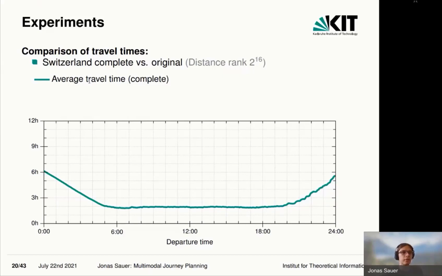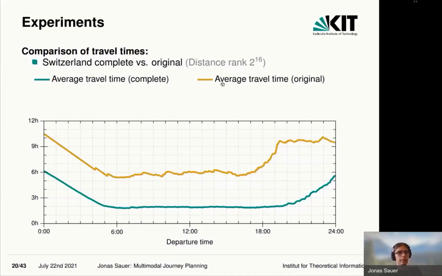Okay, so that's the average travel time if we use the complete network with all the footpaths that are available. It's about 2 hours during the day, and naturally it gets larger during the night when the number of available connections is much lower. And especially if you choose random source and target vertices, you're going to end up with a lot of queries which are basically trying to travel from one rural area to another rural area. So especially during the nighttime, you might have to wait a while to catch the next bus.